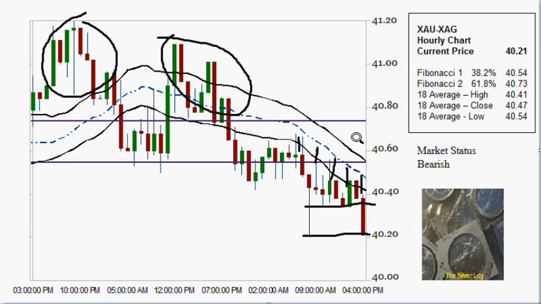I'd be looking for this to continue towards the downside. Doesn't mean it will, because I adjust to the message of the market if it doesn't.